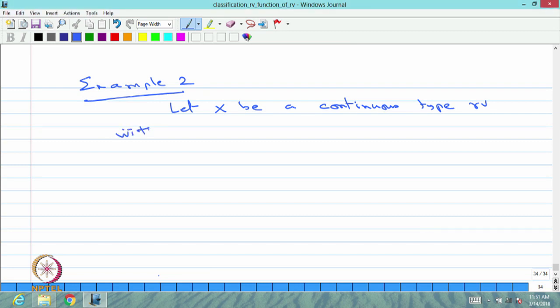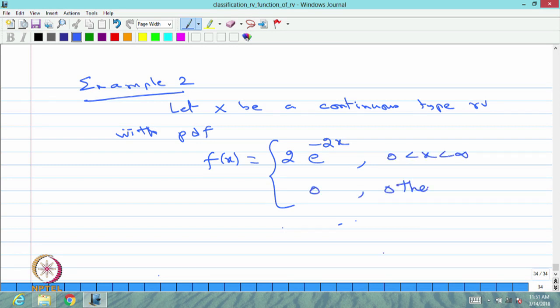I will take a next example where expectation exists. Let x be a continuous type random variable with probability density function, that is f of x is 2 times e power minus 2x when x lies between 0 to infinity, otherwise it is 0.